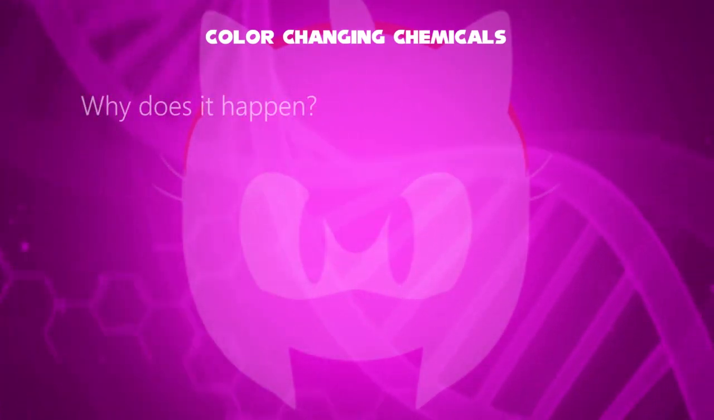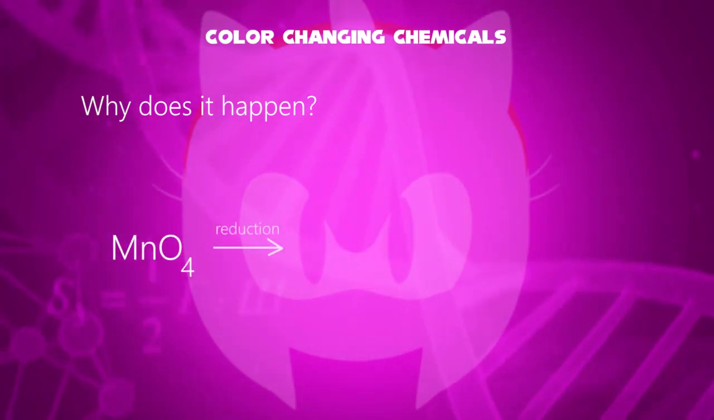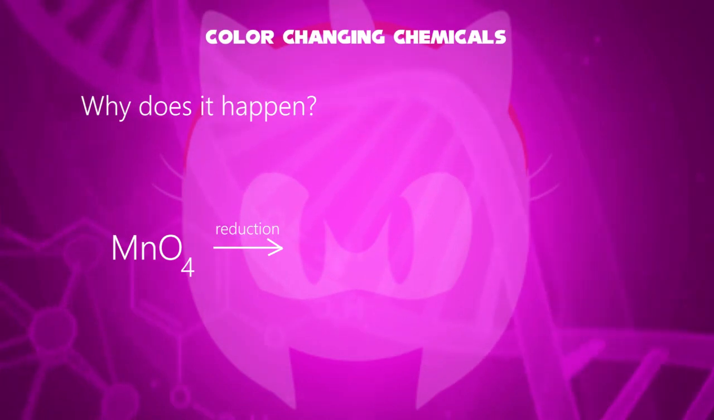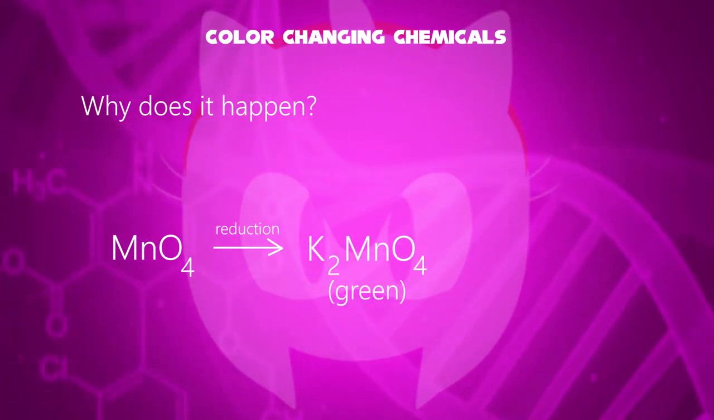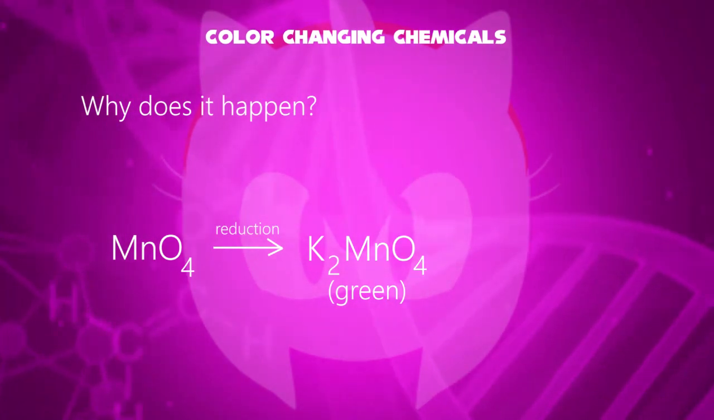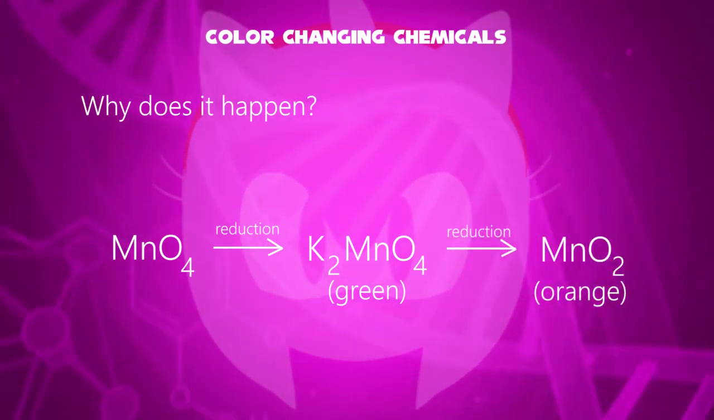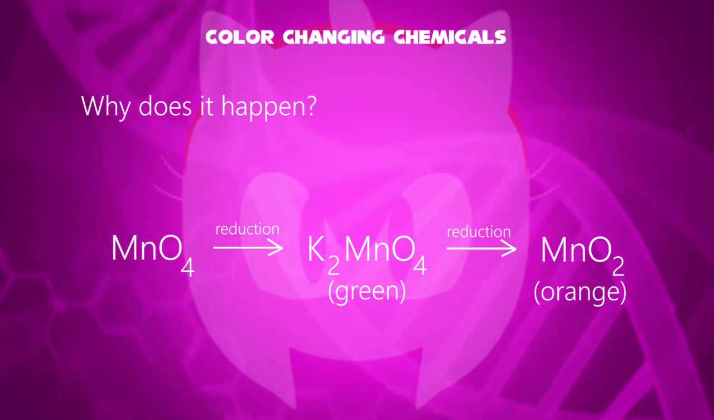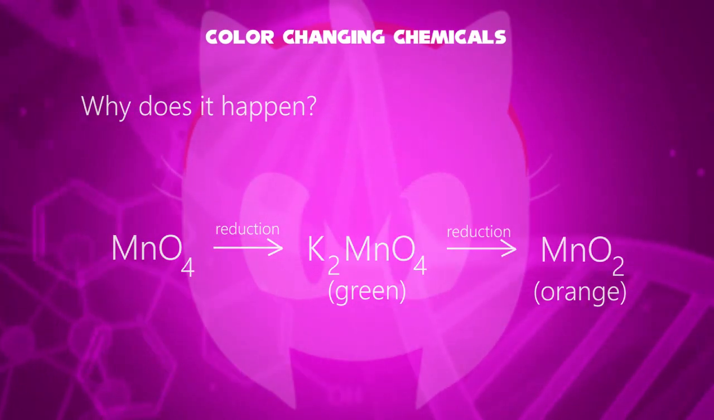Why does it happen? Do you know, permanganate, MnO4, is reduced by sucrose in an alkaline environment. During the reaction, it reduces to form potassium manganate, K2MnO4, which is green in color, and then reduces to manganese dioxide, MnO2, which is orange in color. This type of chemical reaction is called the chameleon chemical reaction.